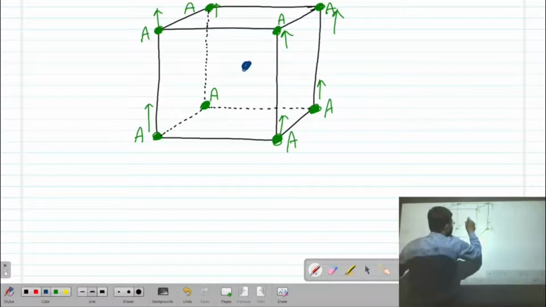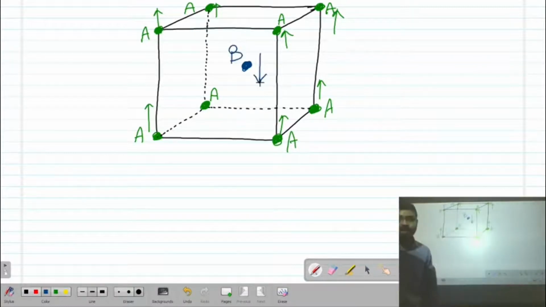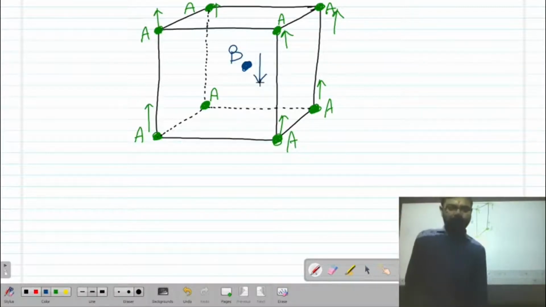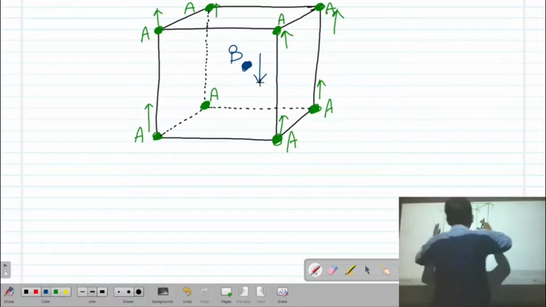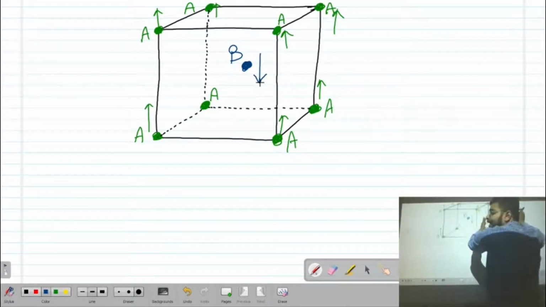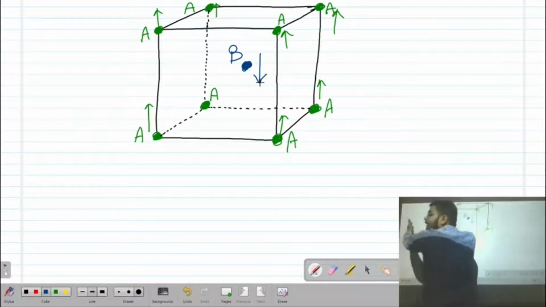I am using another color to differentiate. This is B, having its net magnetic dipole moment in the downward direction. That is having a net magnetic dipole moment in the downward direction. You can assume a similar kind of structure on the right hand side, and on the left hand side.